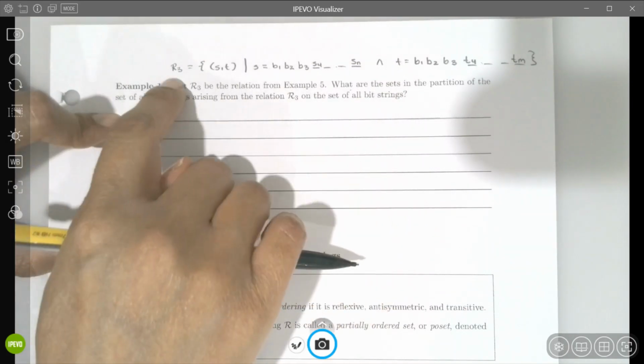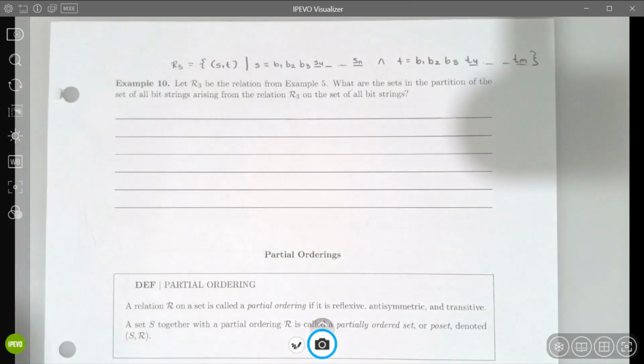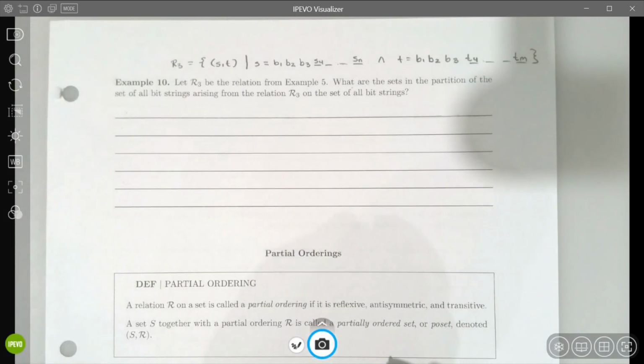Okay, that's what R3 does. That's the type of elements that are part of R3. So if we want to look at a partition, that is going to be determined by the equivalence classes of R3. So ultimately we want to figure out how many different equivalence classes can arise.